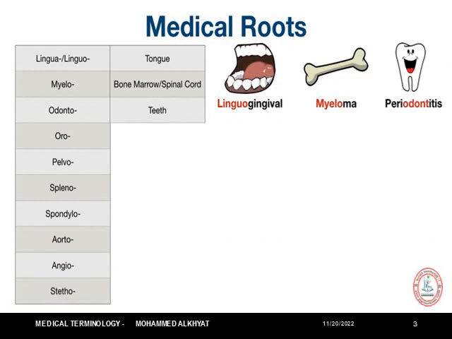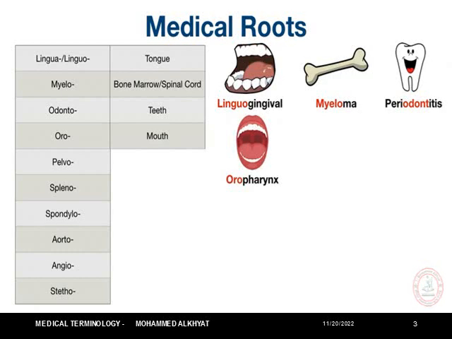You can think of periodontitis, which is inflammation of the tissue around the teeth. It's a good example of a medical term that uses a prefix, which is peri, and this means around or surrounding. And then there's a root, which is odonto, and this means teeth. And finally a suffix, which is itis, and this means inflammation. The next root is a simple one. It's oro, which means mouth. You can also think of oropharynx, which is the part of the throat at the back of the mouth.